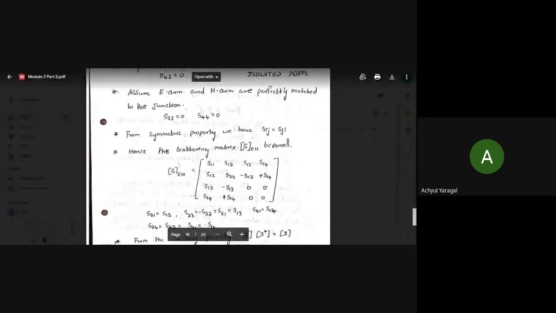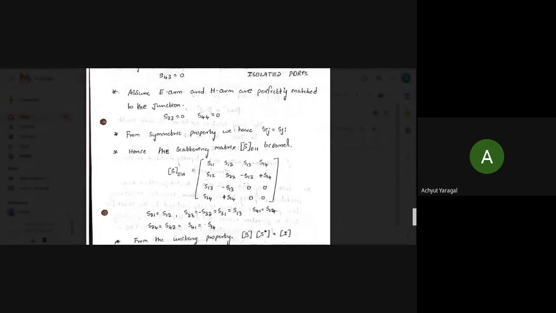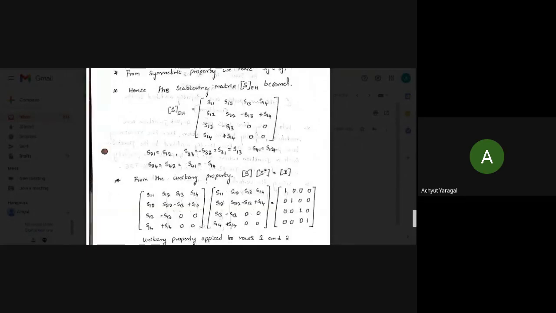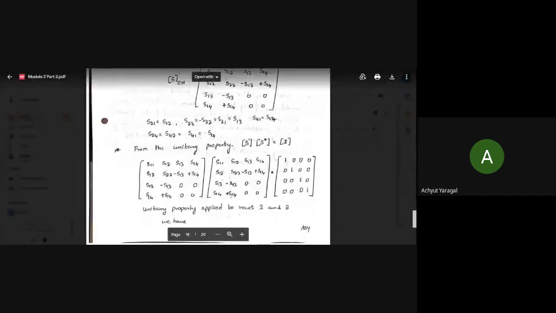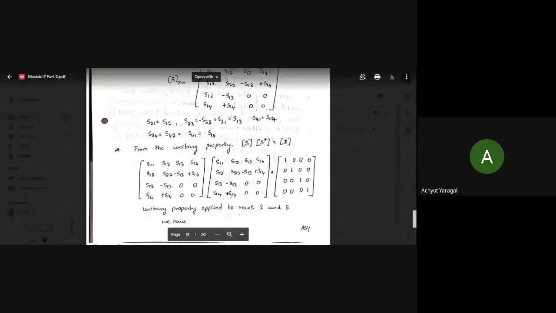Using these 5 conditions, we can write the S matrix, a further simplification of the S matrix of the 4 ports. Then we have S21, S12, like this we can write the S matrix. Once we have the S matrix, just use the unitary property, S into S conjugate.